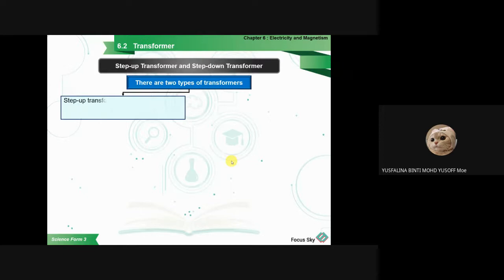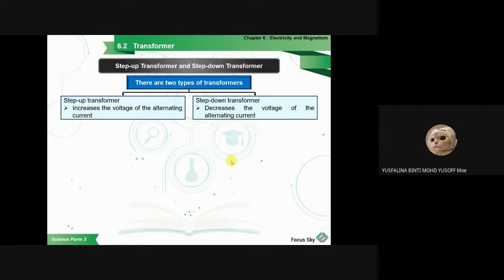So there are two types of transformer. The first one is the step up transformer, which increases the voltage of the alternating current. And the step down transformer decreases the voltage of the alternating current. Step up and step down: up increase, down decrease.